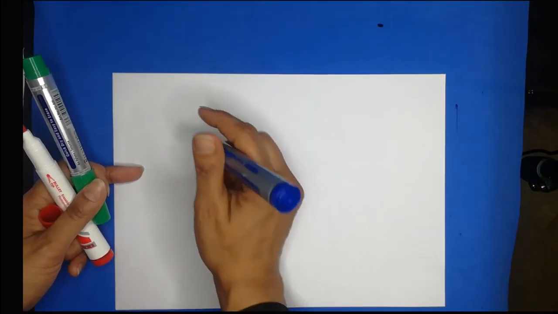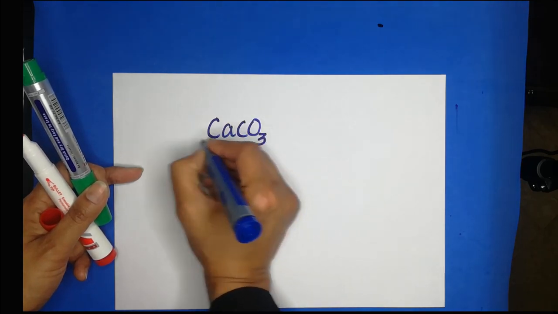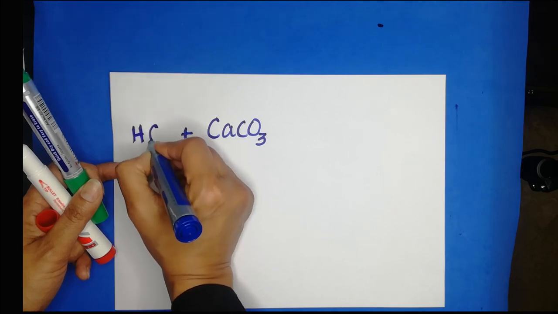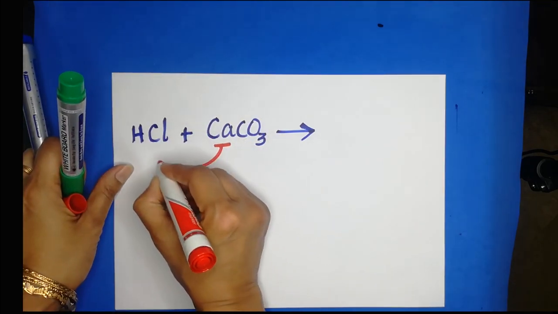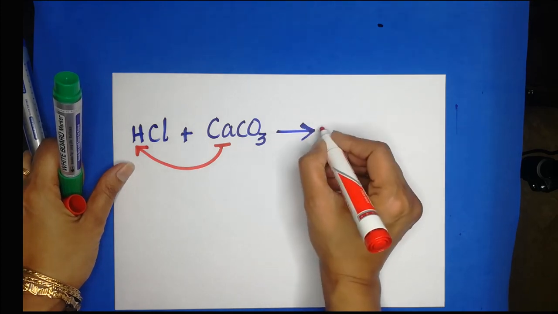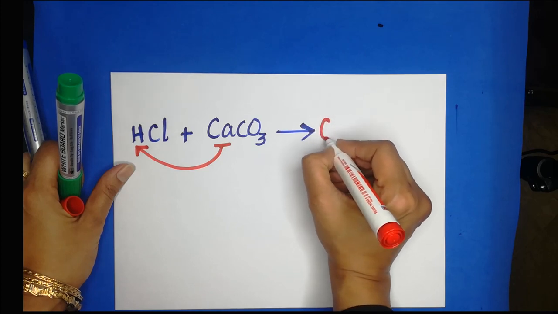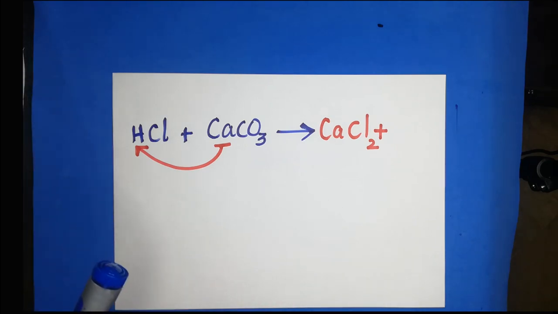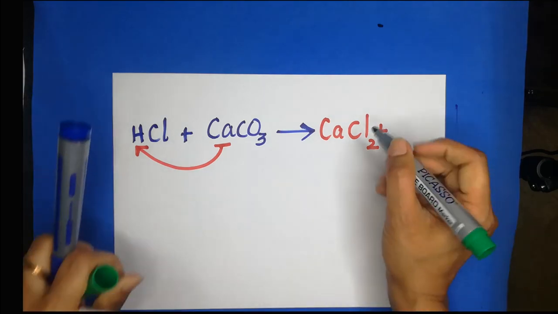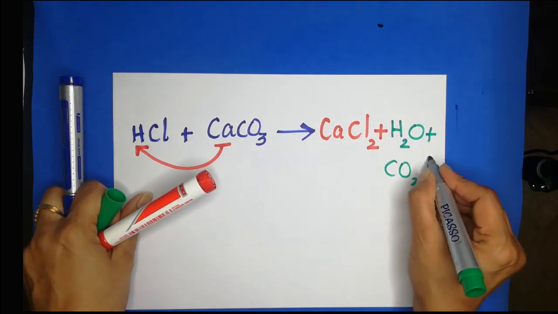Now we are going to have the calcium carbonate and acid is HCl. Now this metal will displace this hydrogen from the acid and will form a salt that is called calcium chloride. And with this, carbon dioxide gas will be produced and water will be formed. Water plus carbon dioxide gas will be produced.